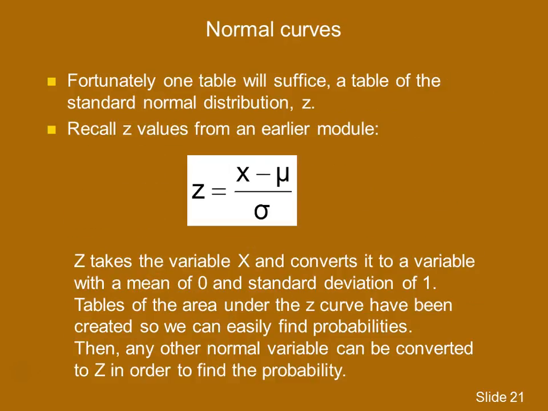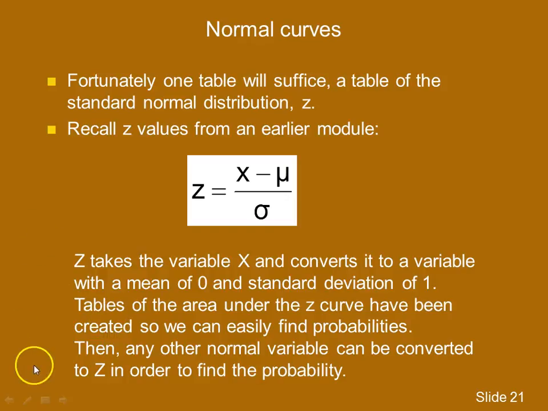The one normal curve that we're going to work with is sometimes called the standard normal, or Z distribution. Remember in earlier modules, we had the formula for Z values. Z is just x minus mu over sigma. As I pointed out then, what Z really does is it takes a variable x with some mean mu and some standard deviation sigma, and it converts it to Z. And Z is simply going to be a variable that has a mean of 0 and a standard deviation of 1 unit.